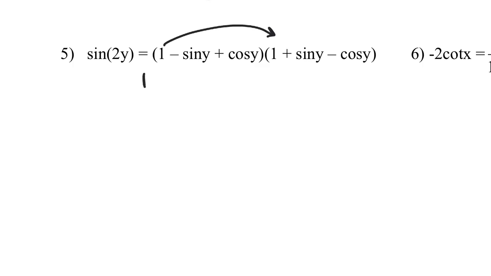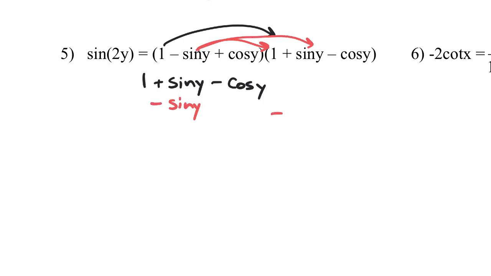1 times sine gets us sine y. 1 times negative cosine y gets us negative cosine y. Our second distribution here, I'll just change colors. Negative sine, we're going to have a minus sine y here. We're going to have a minus sine squared y. And we're going to have a plus sine y cosine y.